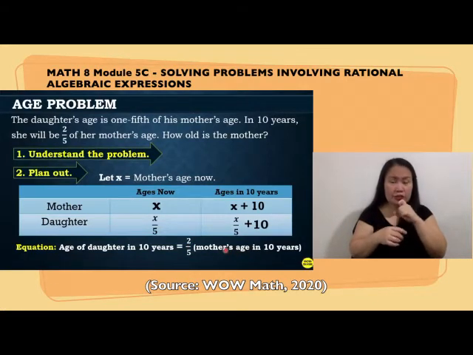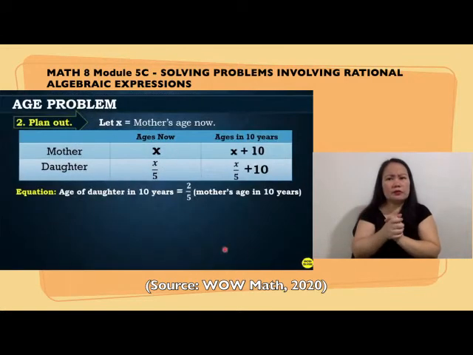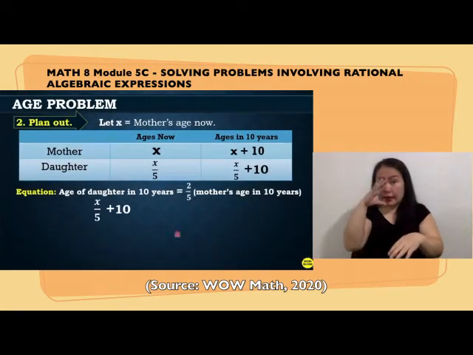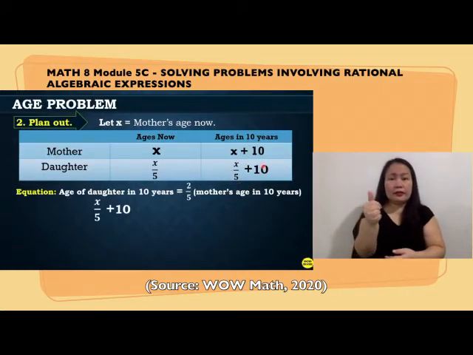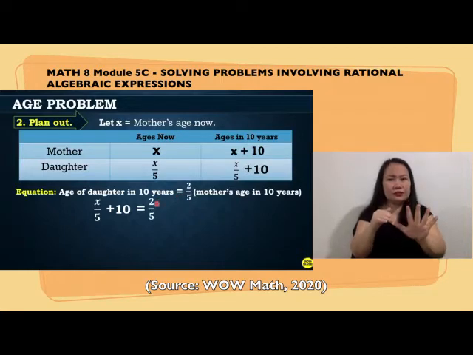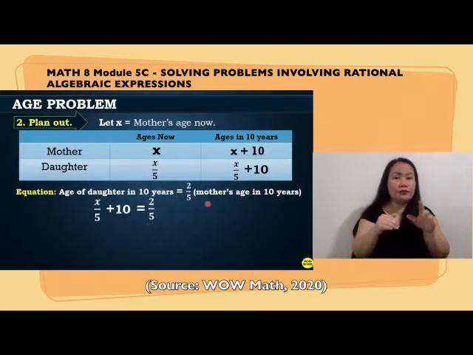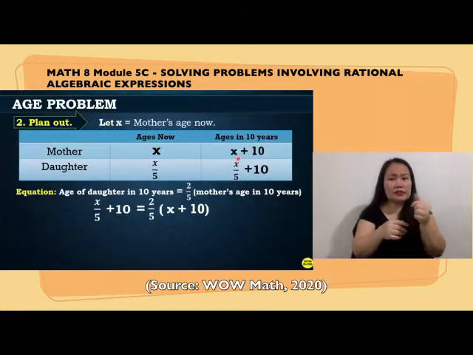So, how are we going to represent this in an equation? So, age of daughter in 10 years, ito siya. And then, yung age daw ni daughter in 10 years is equal to 2/5, 2/5 daw ng age naman ng mother niya in 10 years. So, age ni mother in 10 years, that is x plus 10.